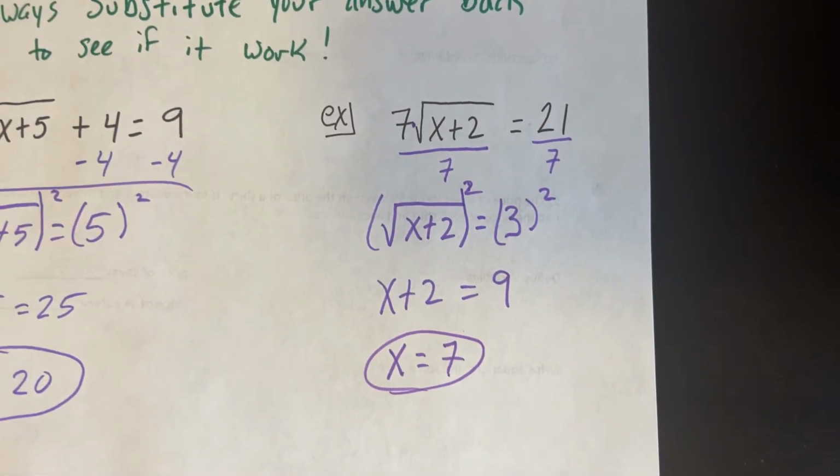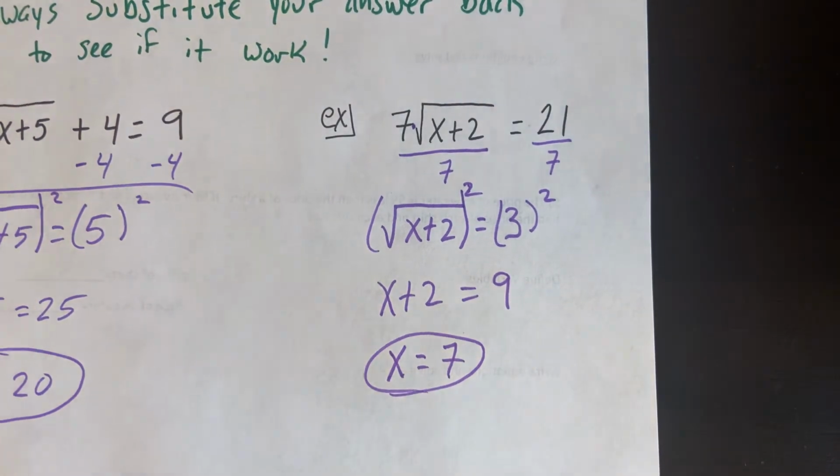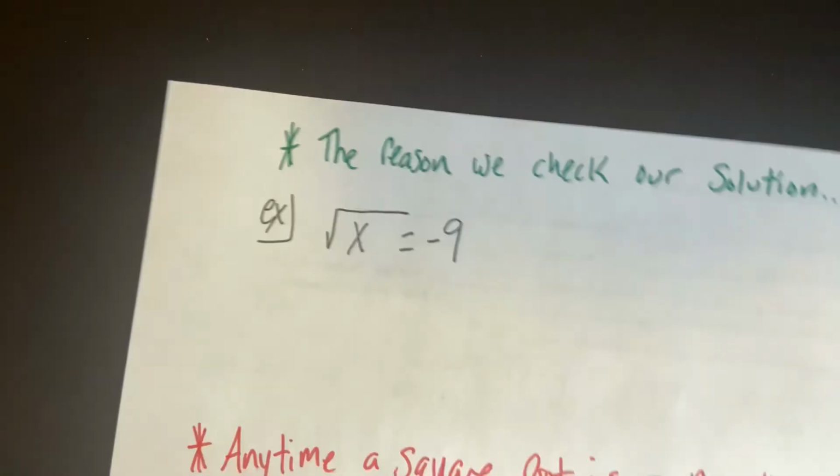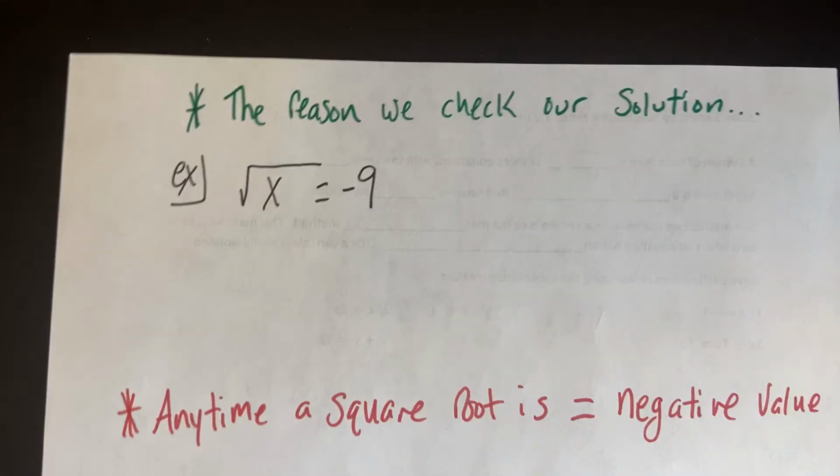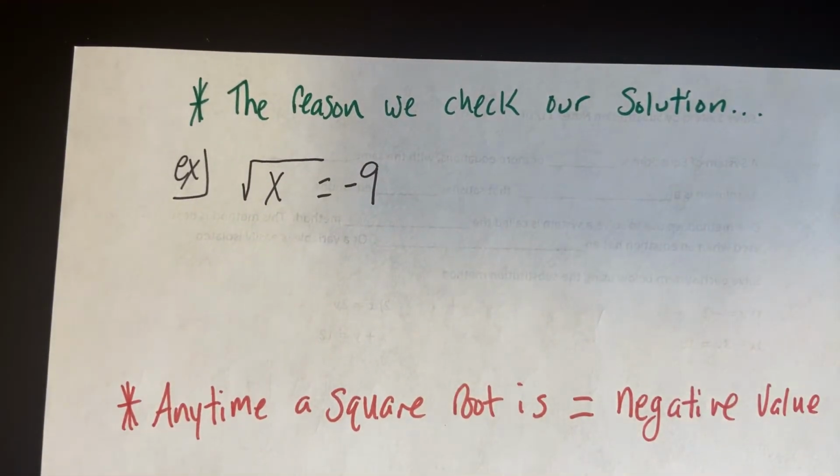Okay, so got a couple examples there. I'm going to run you through 2 more kind of goofy little examples, some weird stuff that you might come across. The first thing is the reason why we check our solution, okay? So that's why I have my little note there. This is a case we're going to run into of why you need to check your solution here.